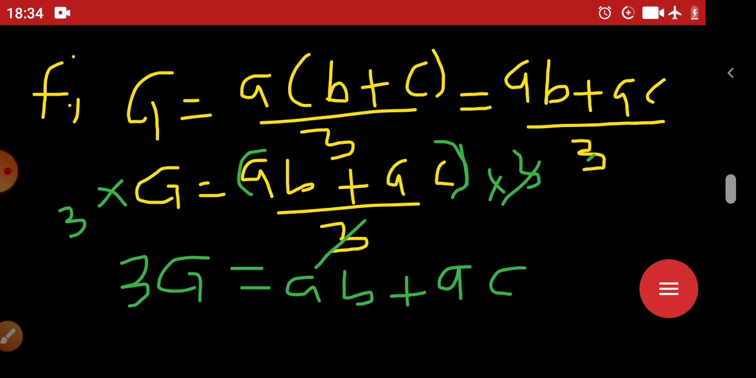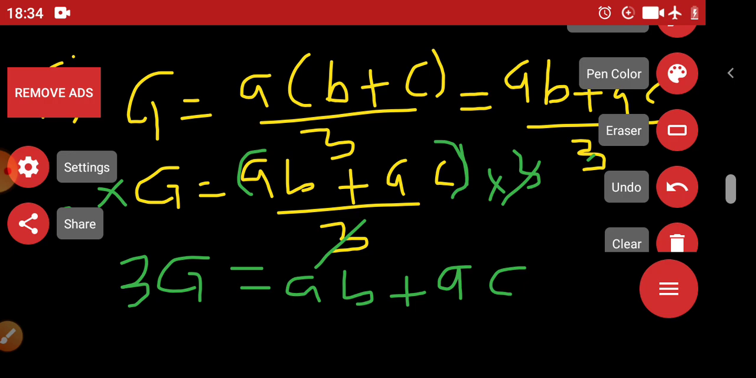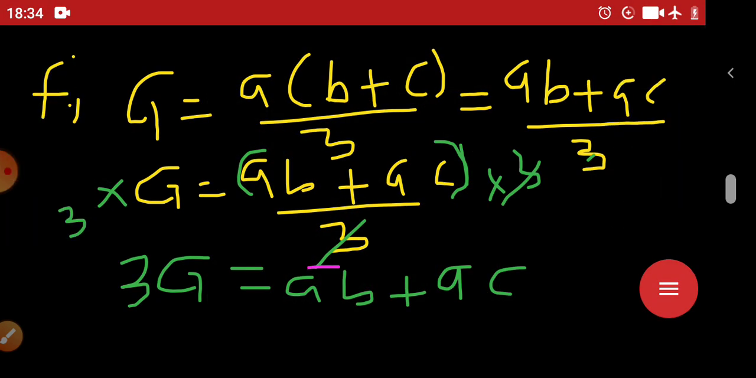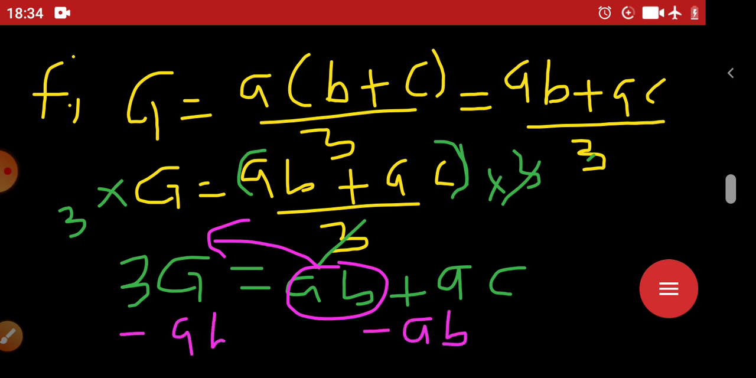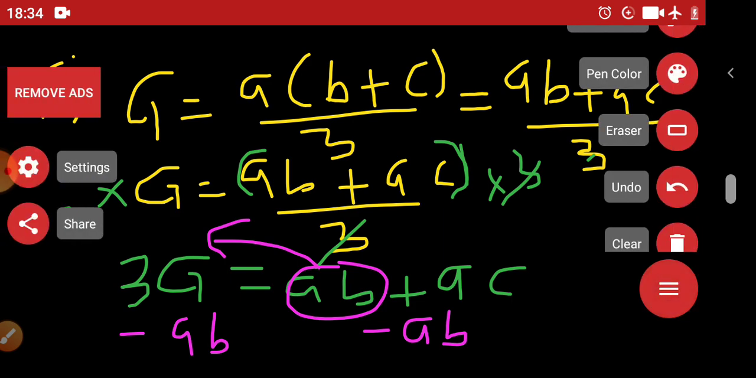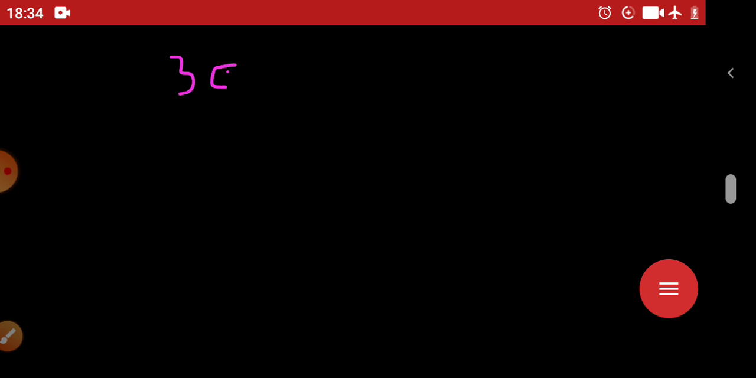So because we want c, we can then take this part, this side. So how do we take it? We subtract ab both sides, so minus ab both sides, such that if we do that, we'll have 3g minus ab is equal to ac. So let me write it. We'll have 3g minus ab is equal to ac.